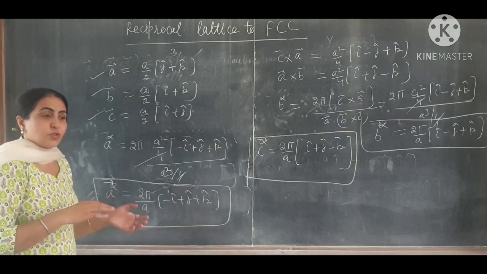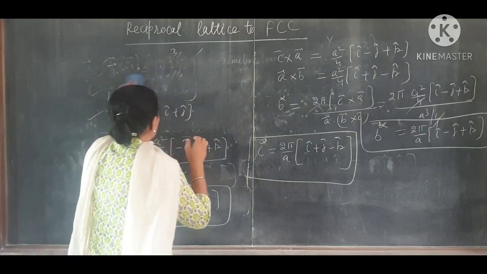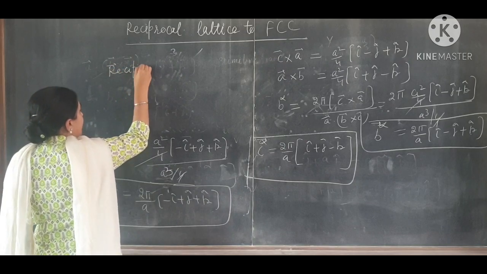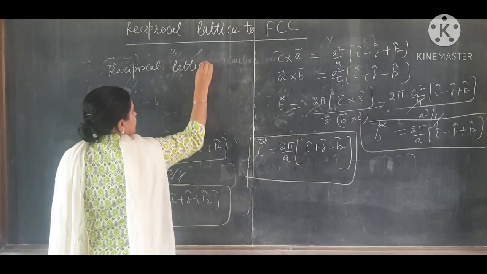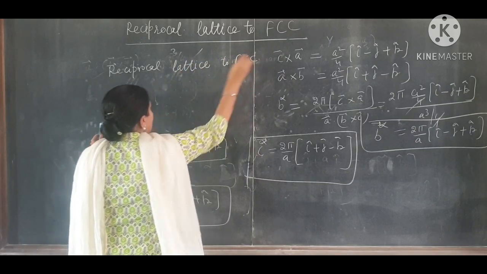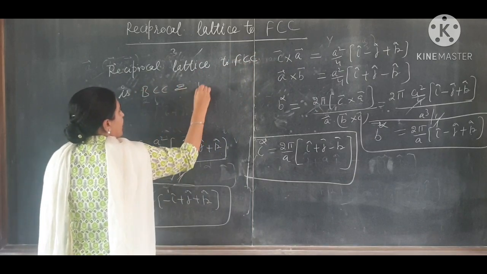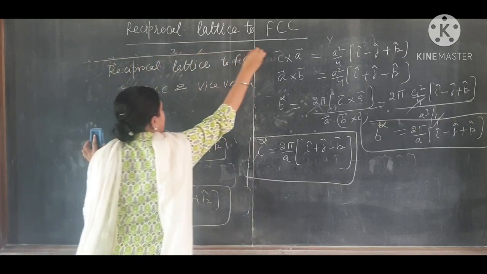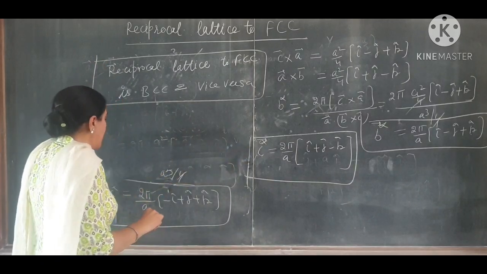So you can say that the reciprocal lattice to FCC is BCC and vice versa. This is a very important question from the examination point of view and always comes in exams. This is the difference between these.